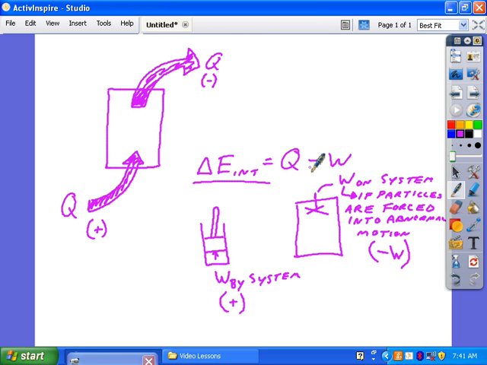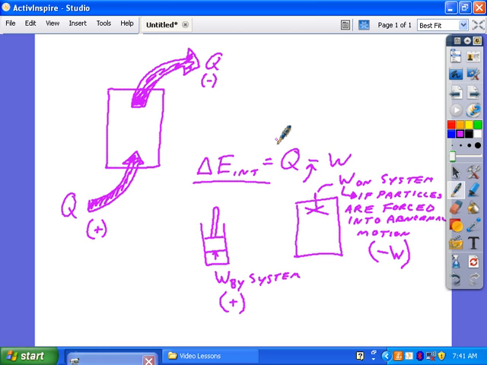Now this all has to do with the sign convention of the first law, which literally tells you the change in internal energy equals Q minus W. So work being done by the system is going to give us a positive value. Work being done on the system is going to give us a negative value. Then you just plug it right in here and you're good to go.